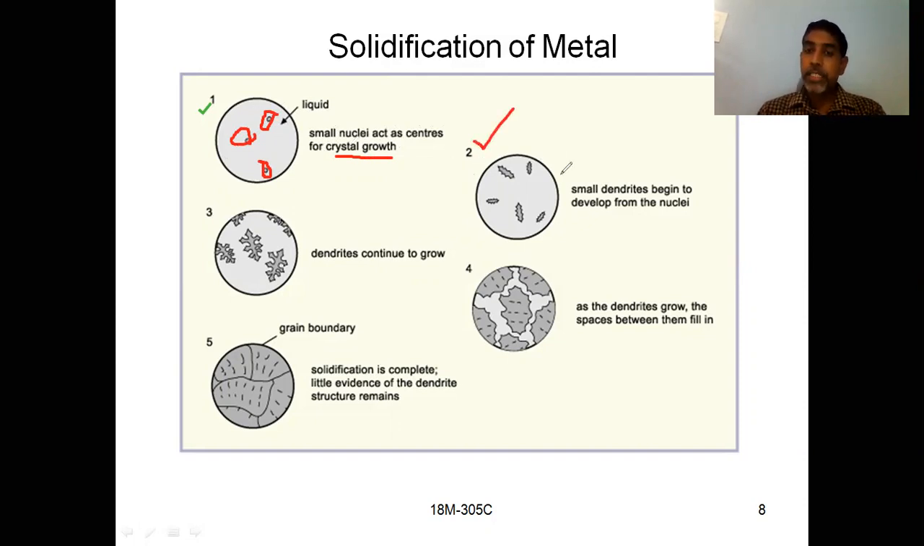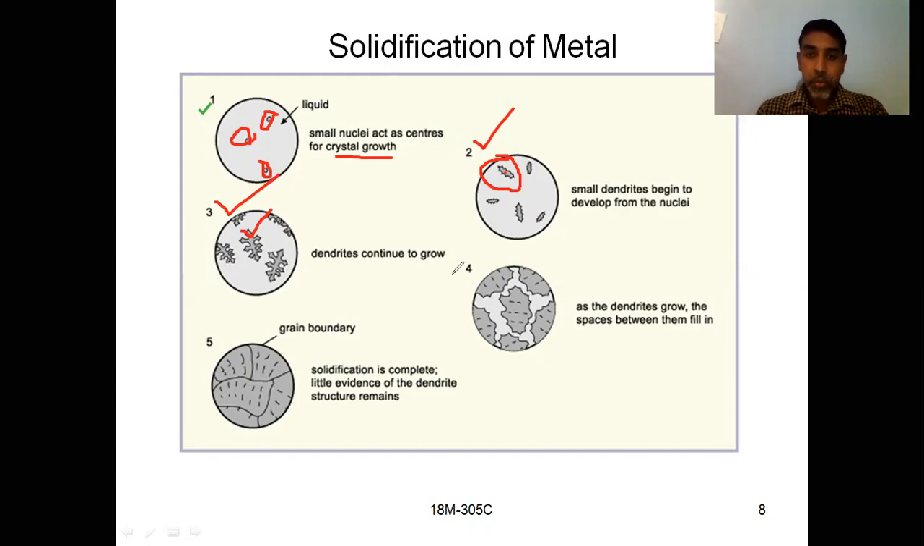Later, this is step number 2. In step number 2, what is happening? You have these nuclei as centers, and about the centers the grain is growing. See here, small dendrites begin to develop from the nuclei. About that nucleus, you have a small dendritic structure. And if you see number 3, the dendrites grow. If you observe this one and this one, it is very much a tree-like structure. It is growing in all the directions, and you are getting a tree-like structure here. So the dendrite is growing and growing.